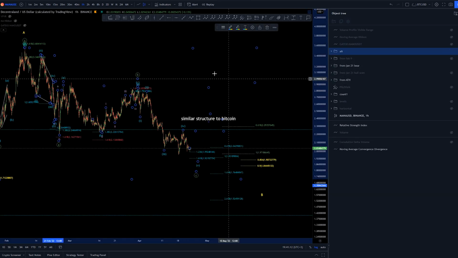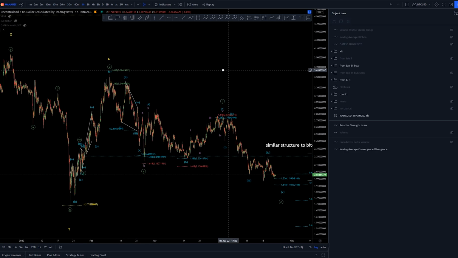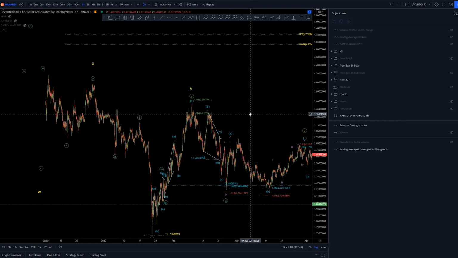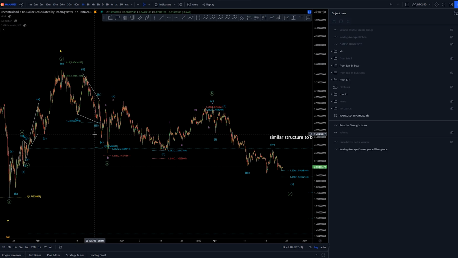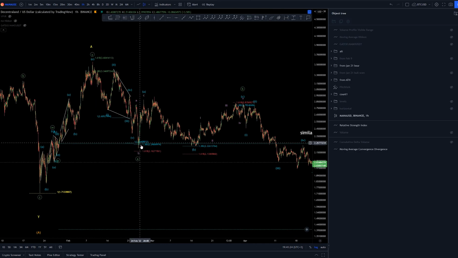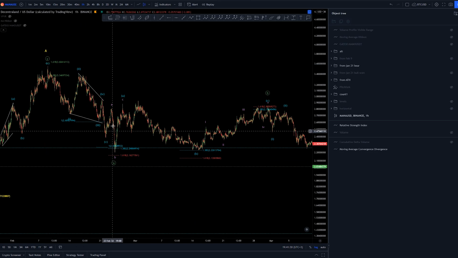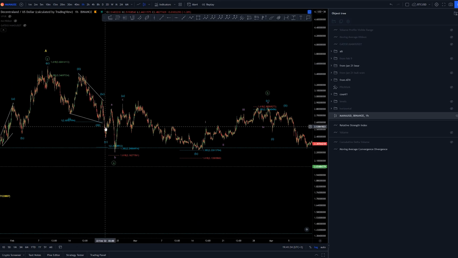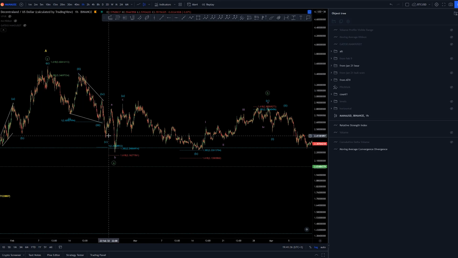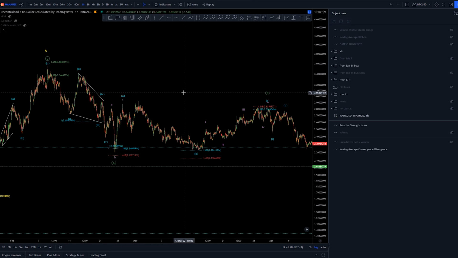Now the alternate for this one is here. Instead of having the first count ending at the 24th of February lows, we end the first count here at 22nd of February. At that point we can label this as a zigzag, although it is not looking perfect either, but we can then add another ABC here for another A wave.